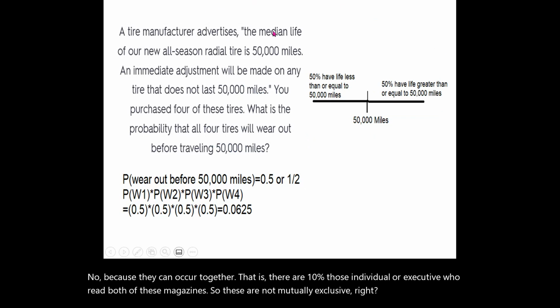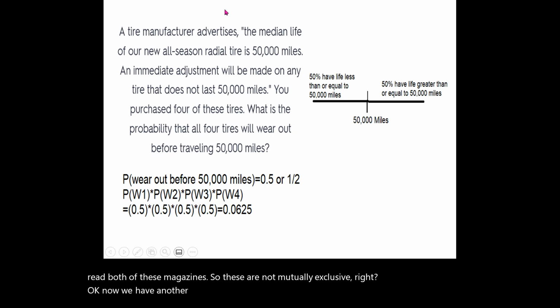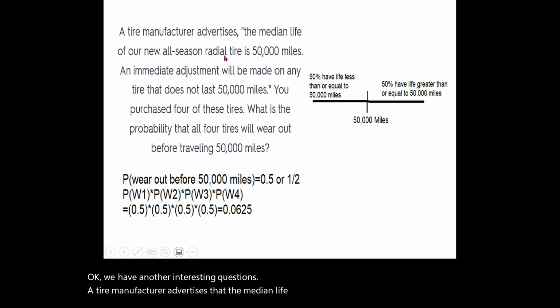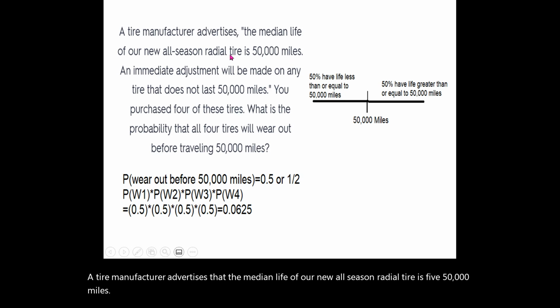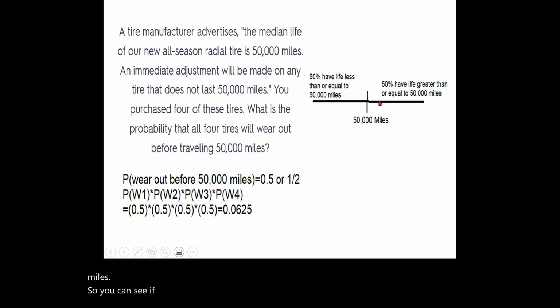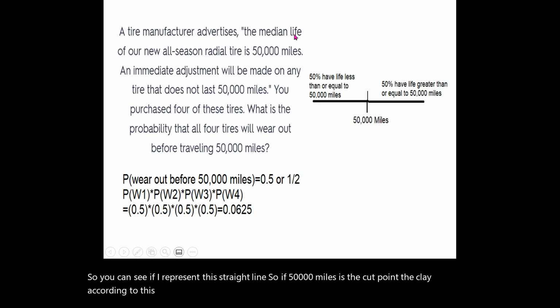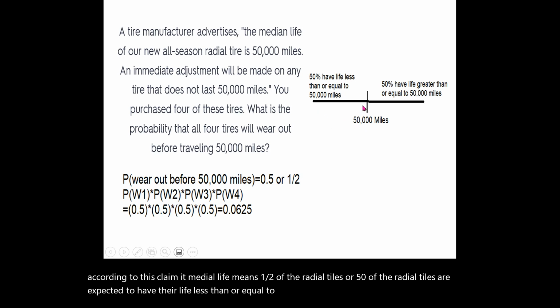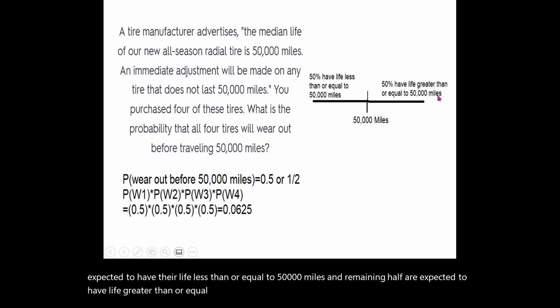Okay, now we have another interesting question. A tire manufacturer advertises that the median life of our new all-season radial tire is 50,000 miles. So you can see if I represent this with a straight line, 50,000 miles is the cut point. According to this claim, median life means half of the radial tires, or 50% of them, are expected to have their life less than or equal to 50,000 miles, and the remaining half are expected to have life greater than or equal to 50,000 miles.